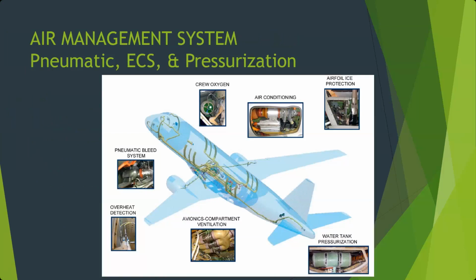We also have a couple little circles there. Those are our outflow valves. Different ventilation ducts, cooling or environmental control packs right here, and air being routed all over throughout the aircraft.